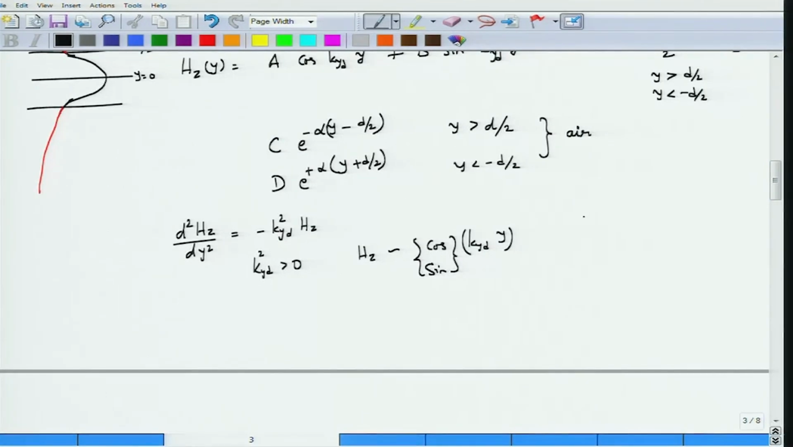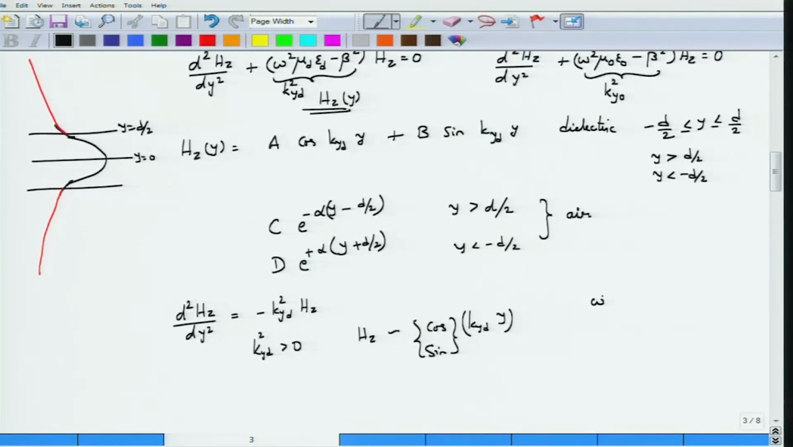But what is ky d? Ky d square is nothing but omega square mu 0 epsilon 0 mu r d epsilon r d, minus beta square. This is my ky d square, the propagation constant inside the dielectric region. But I can write down this omega square mu 0 epsilon 0 as some k0 square, inside air. This is the same thing that would be there in the air as well, so I can as well have a shorthand notation for this.